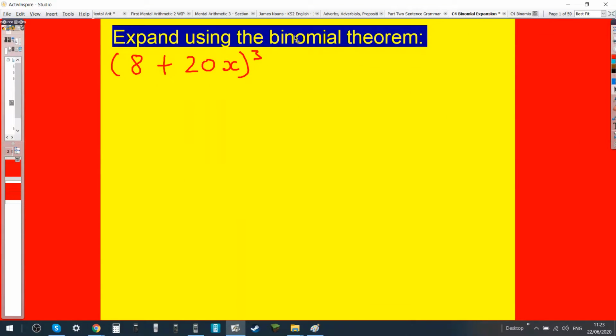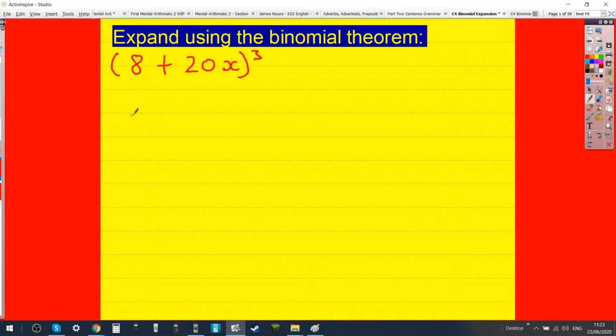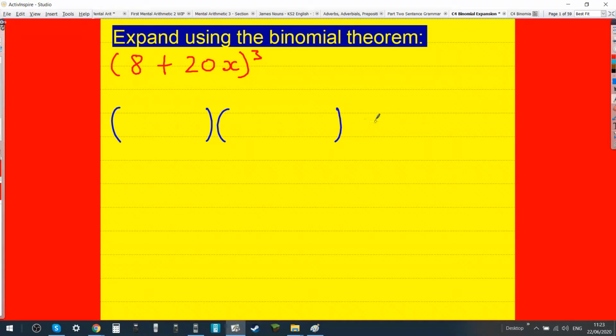Expand using the binomial expansion. How do we begin these? Do I start off by doing 8 cubed? Yeah. And then plus 3, and then NCR1. What is N? What is R?